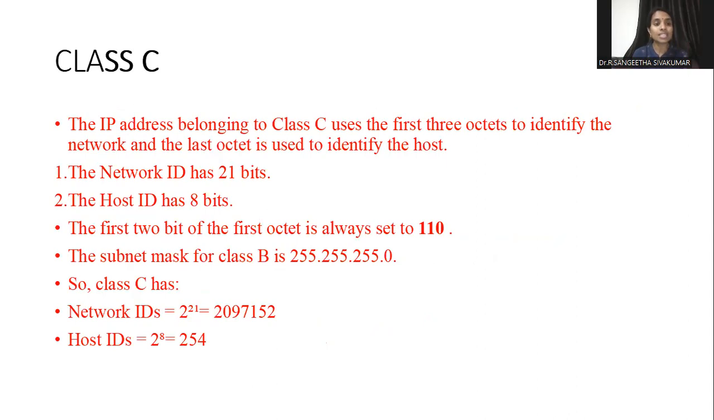Now let's discuss class C. Here the network ID has 21 bits and the host ID has 8 bits. And the default subnet mask of the class C address is 255.255.255.0. We can calculate the number of networks as 2 power 21, which gives some value, and the number of hosts as 2 power 8, for which you also get a value. So this is class C.